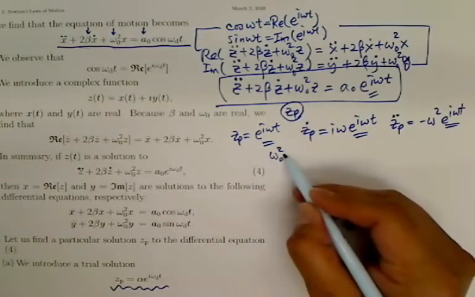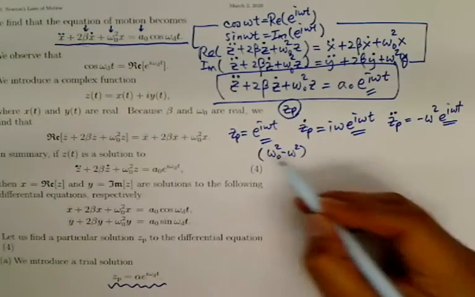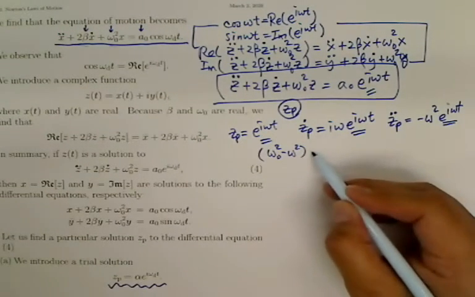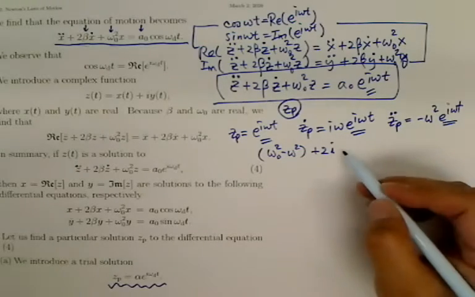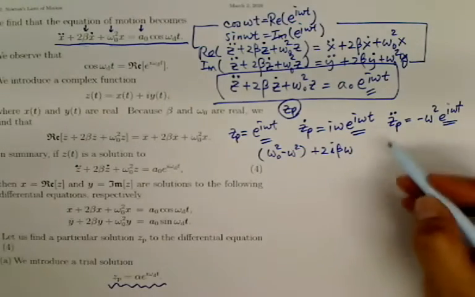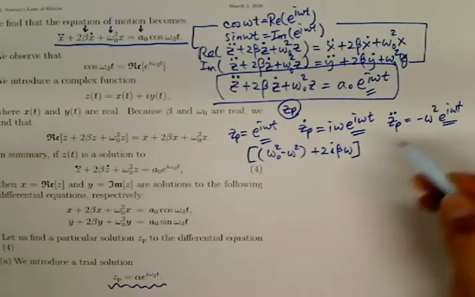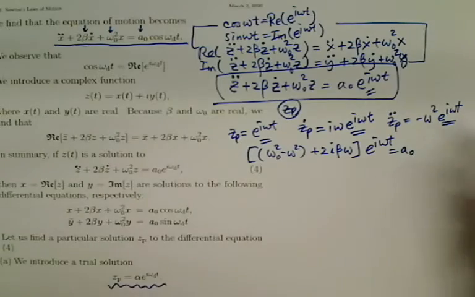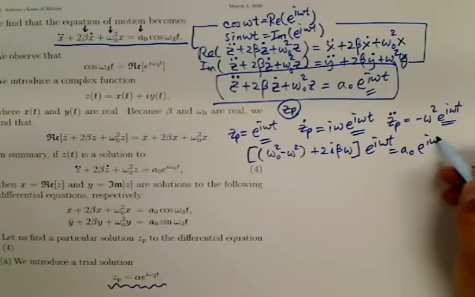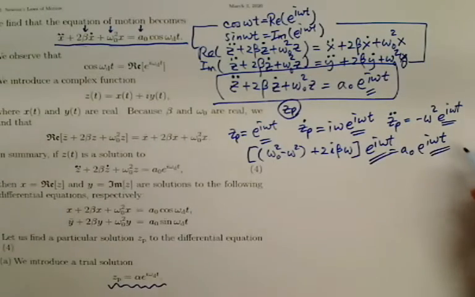If I substitute these three into this complex equation, I find that omega 0 squared minus omega squared plus 2i beta omega, times e to the i omega t, equals A0 e to the i omega t. Now, e to the i omega t is the same on both sides.